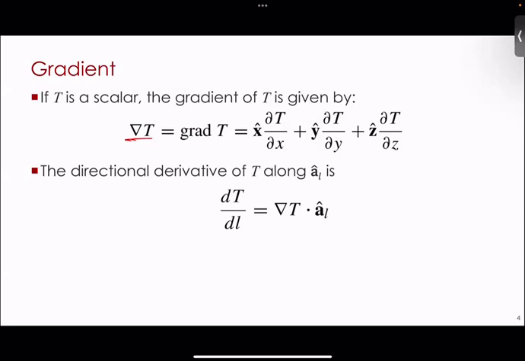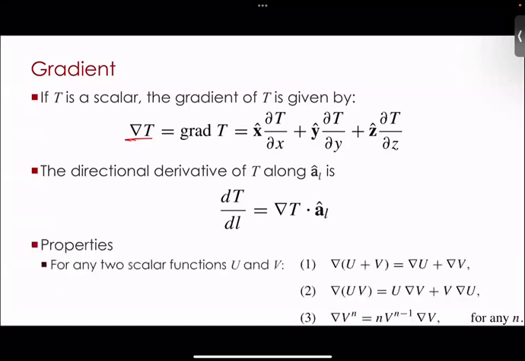So we would still calculate the full gradient, just like we talked about, but then we do a dot product with a unit vector in the direction that you're interested in. You could think about it as the component. Okay, my maximum rate of change is over here, I want to know how it's changing in this way. So I'll do the dot product of the gradient with a unit vector in the direction that you're interested in.